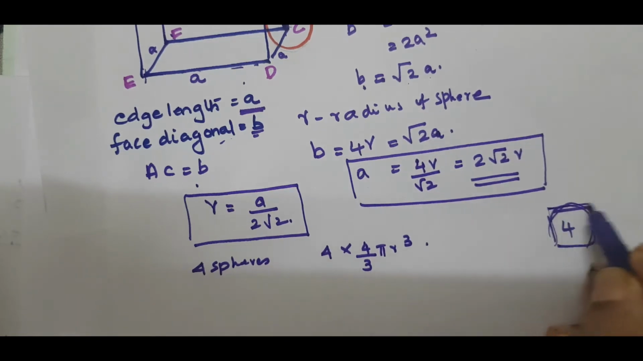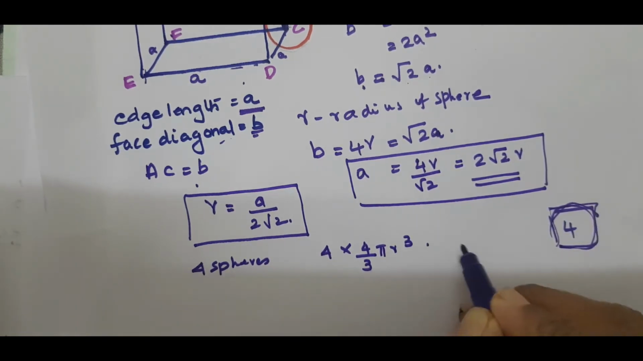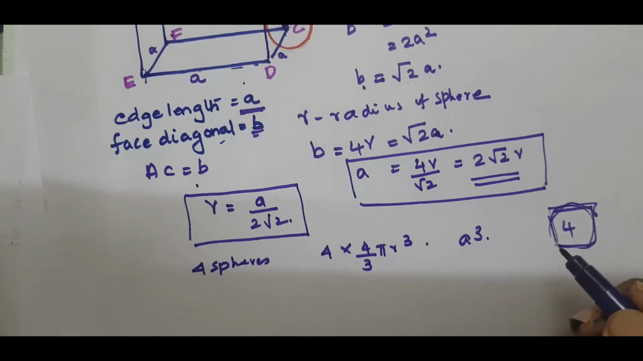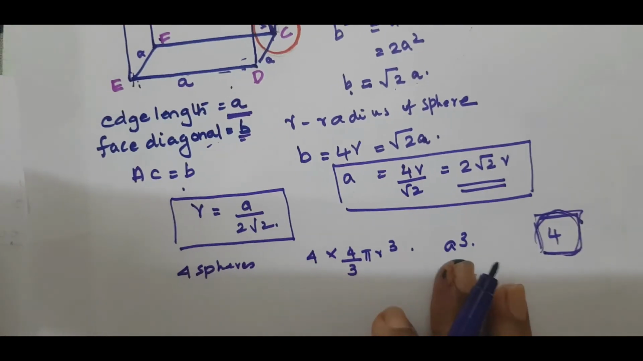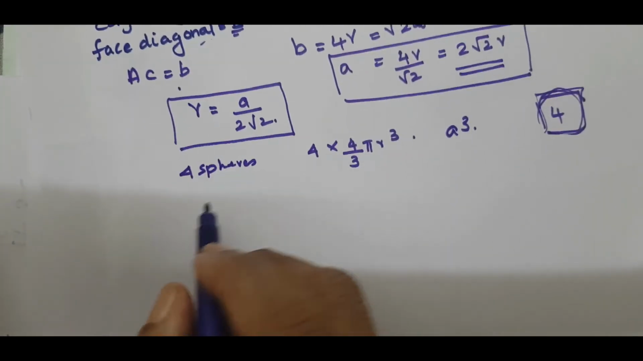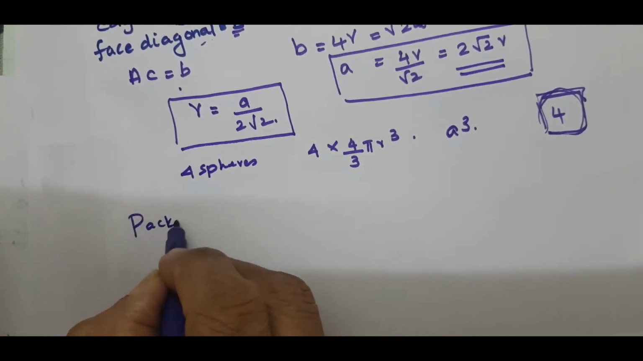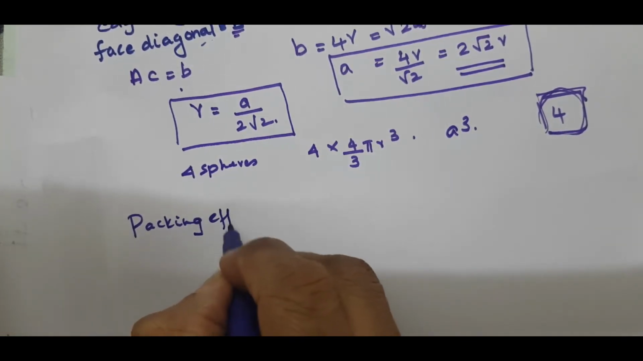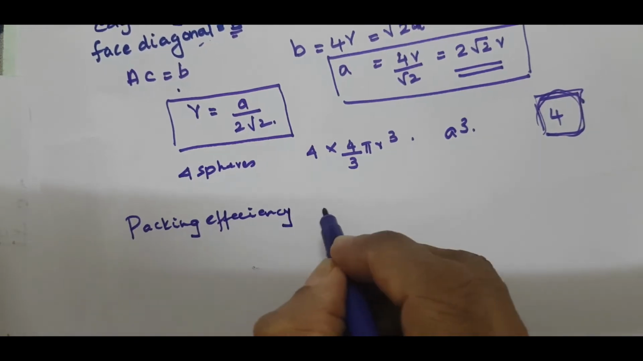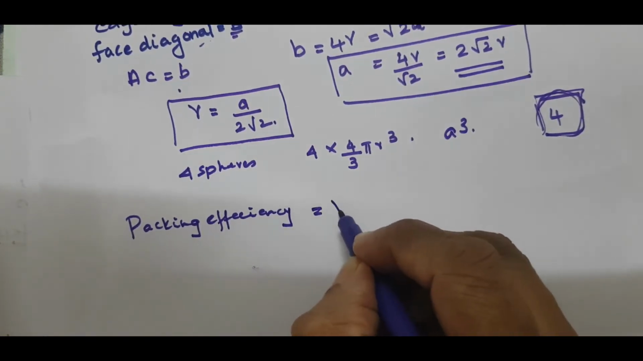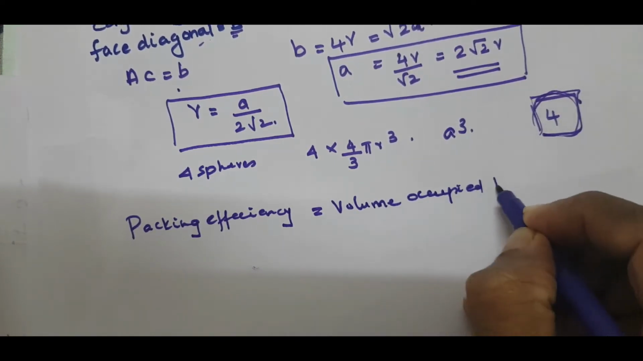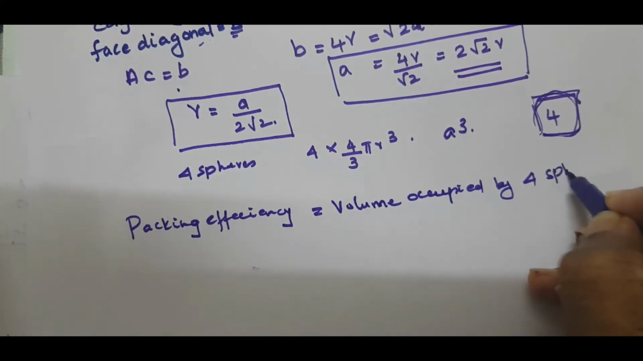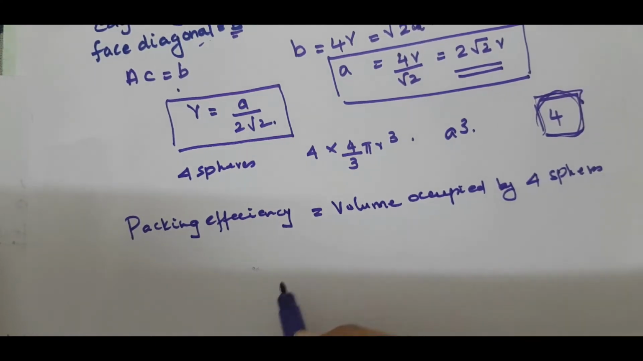And the full volume of the cube will be A cube. You know that, length into breadth into height. All the edge lengths are A, so it will be A cube. Now how will you calculate the packing efficiency? That is important. So packing efficiency is equal to the volume, listen, the volume occupied by 4 spheres. Why do you put 4 spheres? Because it is an FCC lattice.